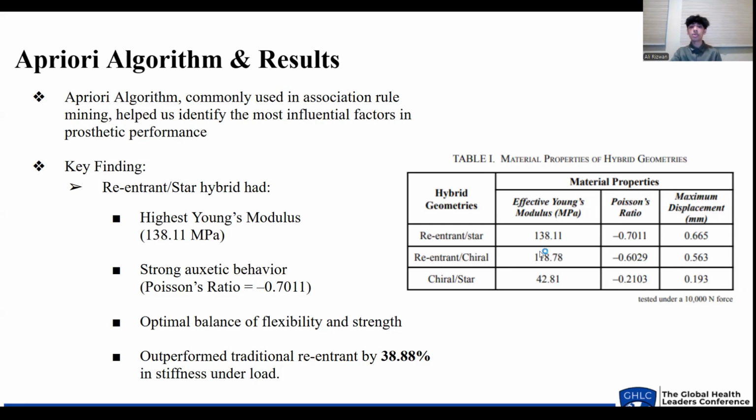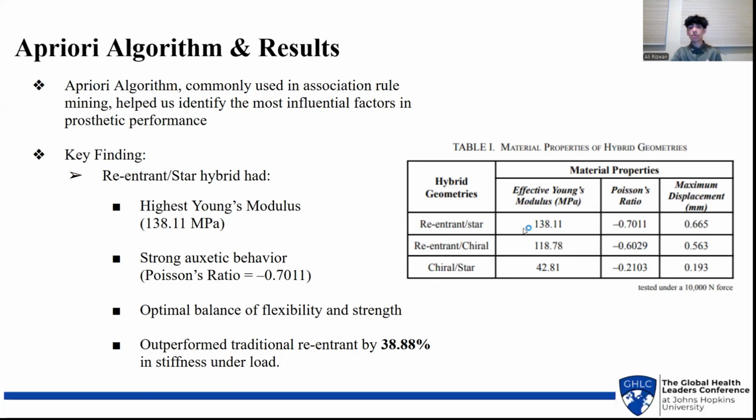Over here in the table, you can take a look at our summarized results for Young's modulus, Poisson's ratio, and the maximum displacement for all three of the mixes that we tested. And of course, our winner, which was the reentrant/star hybrid, was the most effective.